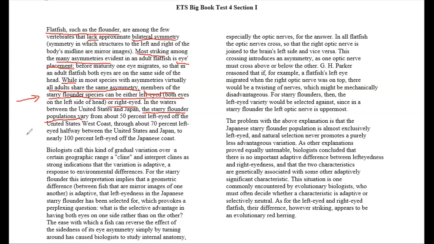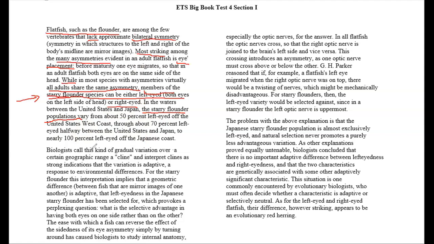So there are basically two points of difference that the passage has mentioned till now about the starry flounder species. One is what we just read here. And second is what we are reading here, that the population varies from about 50% left-eyed to about 100% left-eyed. Okay, so there are these two points of difference that set the starry flounder species apart from the other species with asymmetry. Okay, now let's read ahead again.